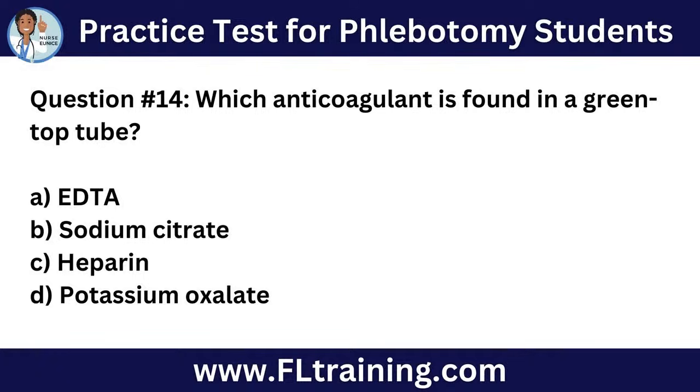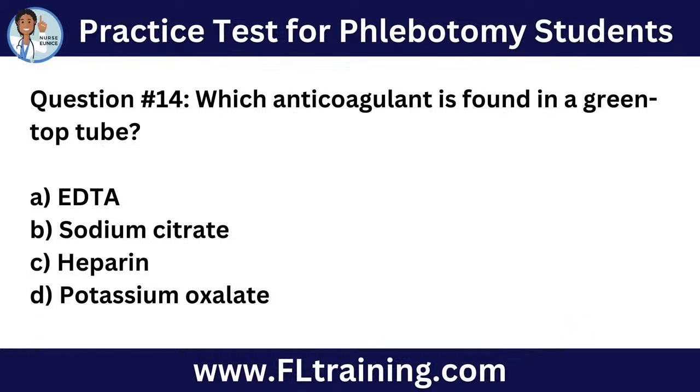Question 14, which anticoagulant is found in a green top tube? Is it A, EDTA? Is it B, sodium citrate? C, heparin? Or D, potassium oxalate? Which anticoagulant is found in a green top tube? And don't get tricked. Only one of the items there is an anticoagulant. So which one is it?